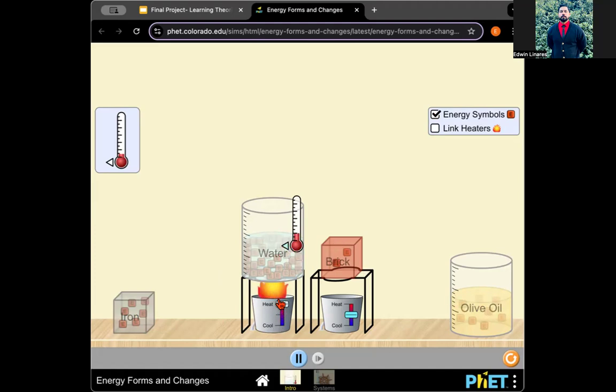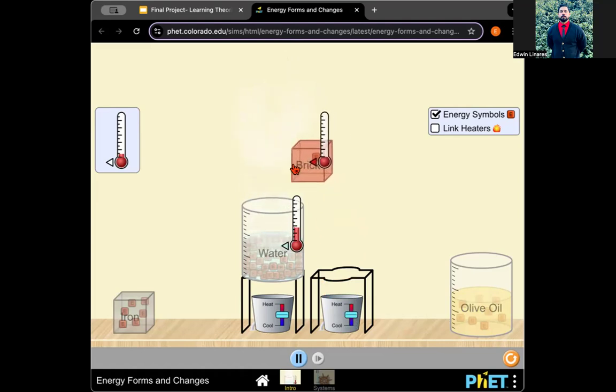I will increase the fire or the kinetic energy, and the kinetic energy transfers from the fire into the water, and the temperature is also elevating. I will place a thermometer on the brick, and I will make the brick even colder, losing kinetic energy.